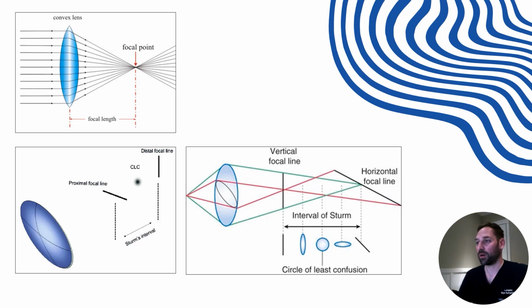Anywhere along these different pathways, called the conoid of Sturm, we get different sorts of shapes of light. And instead of coming to a point, it comes to a larger circle called the circle of least confusion.